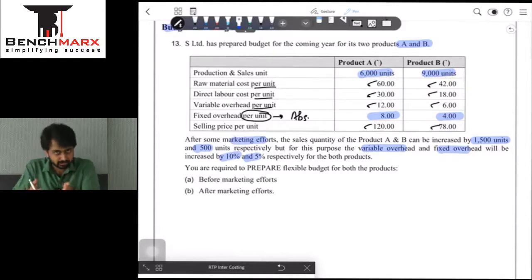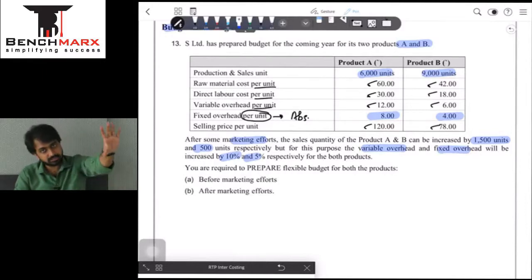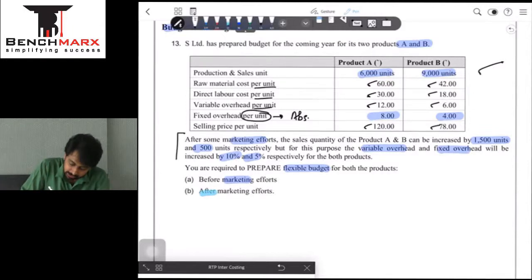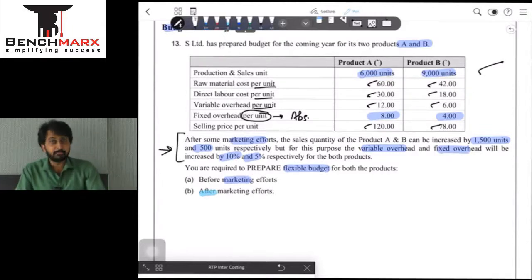We probably have to make a flexible budget and find the profits as per the old budget and as per the new budget. Prepare flexi budgets, as I said, before the marketing efforts, meaning the existing numbers, and after the marketing efforts, meaning this paragraph is to be taken into consideration for part B.